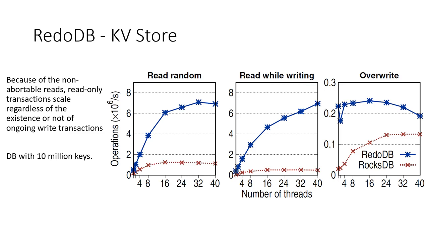But is it fast? As it turns out, for reads, yes, it's extremely fast because read-only transactions do very little synchronization and will have their own replica of the database to go through without any contention. This plot shows RocksDB versus RedoDB with 10 million keys running on Optane DC persistent memory.